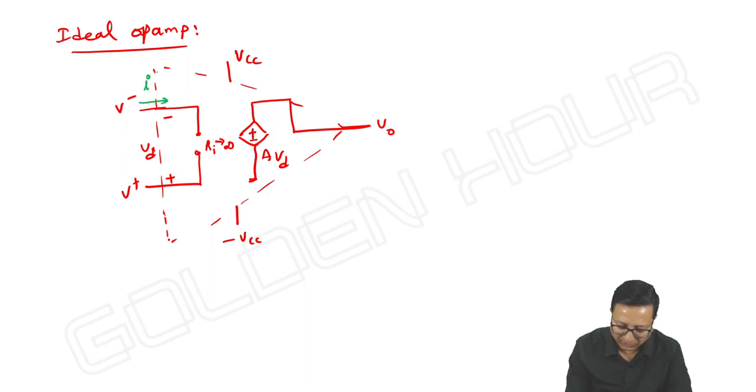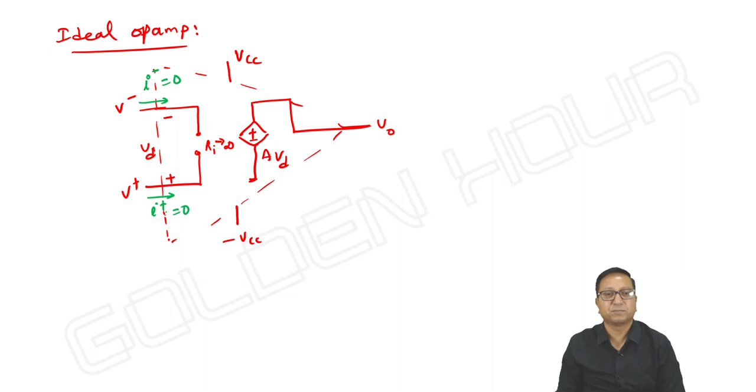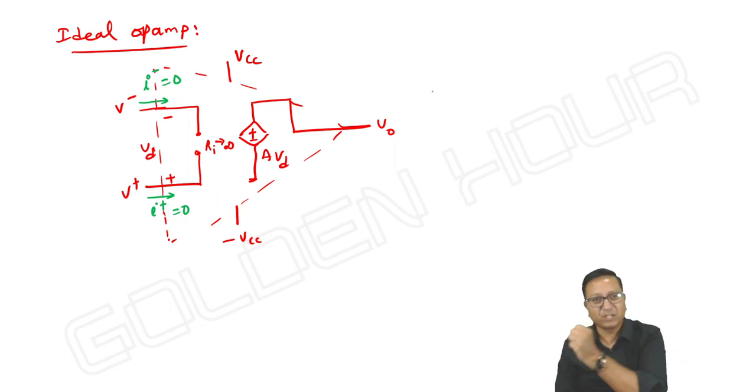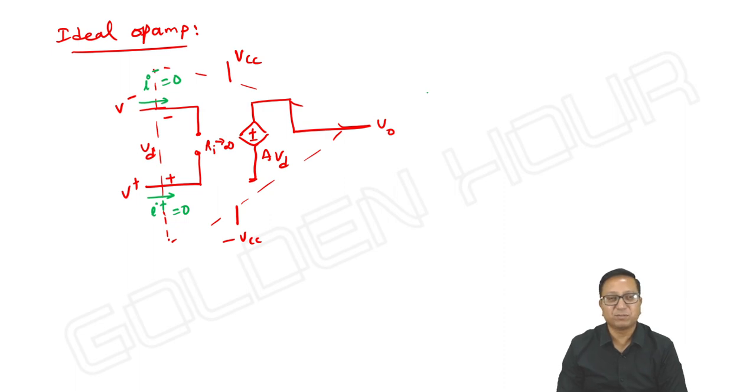Is there any current that is possible? I minus, it is 0. And is there any current that is possible in this direction? No. I plus is also 0. So due to infinite input impedance, the current entering into any of the input terminals is 0. And hence the op amp never loads the source, which absorbs the maximum possible voltage from the source. That is the idea here.